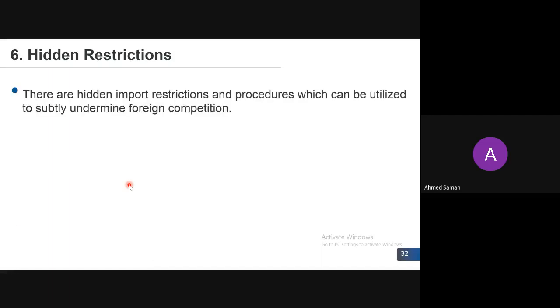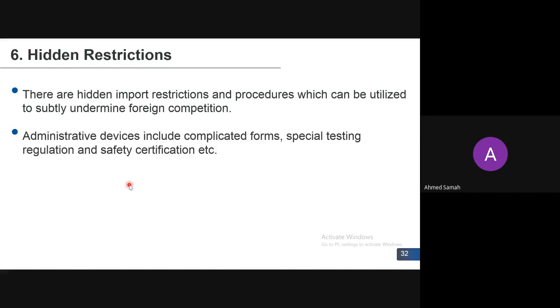For example, it could include subtle measures against foreign competition. Administrative devices include complicated forms to fill, special testing regulations and safety certifications. They do not say okay to imports, but importers are required to go through these particular regulations, forms and documentation processes. So this will actually undermine the foreign competition.